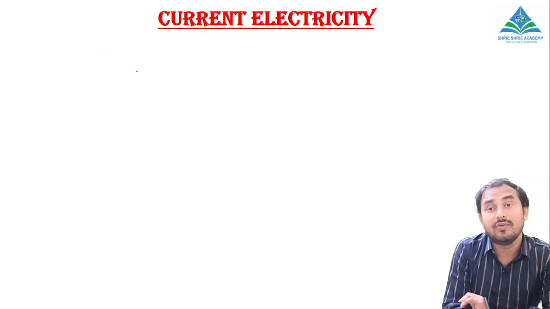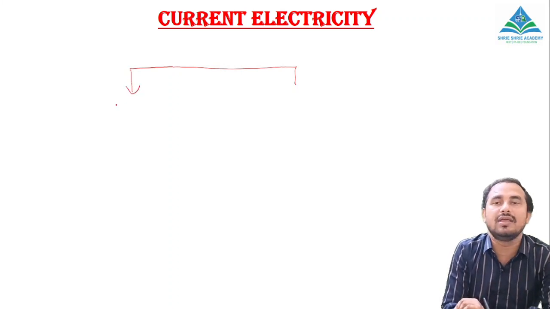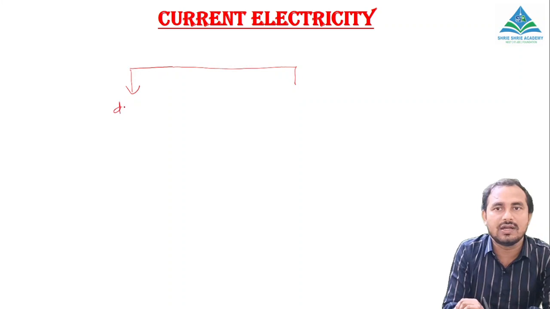When you are solving questions from current electricity, you need to know certain things very clearly. The first part is completely theory. You have to know about drift velocity. That is one important area, drift velocity, and you have to know the current in terms of drift velocity.